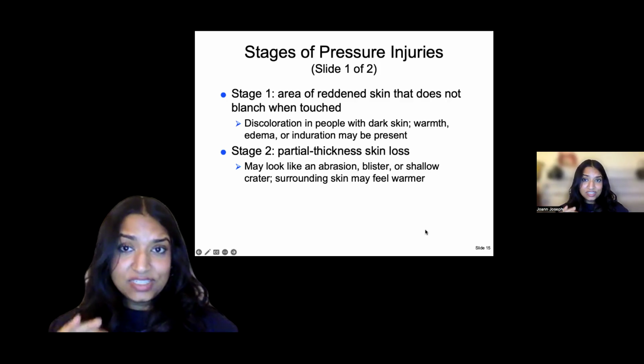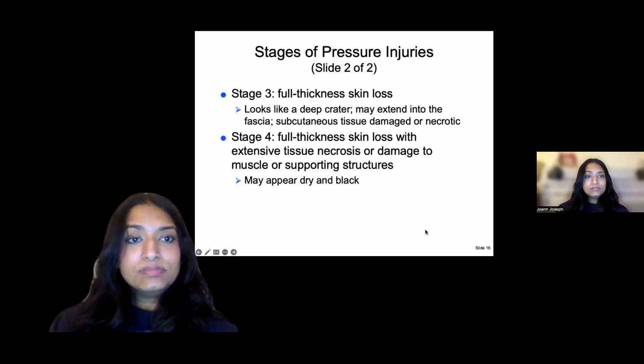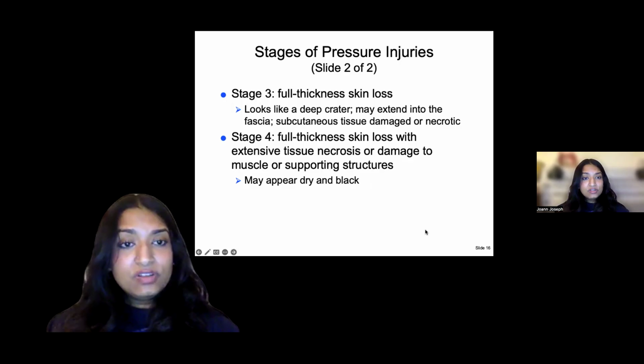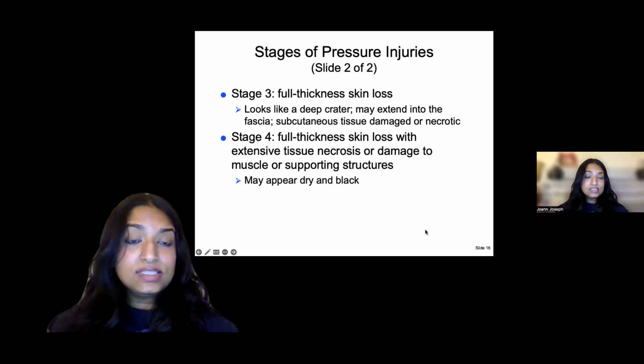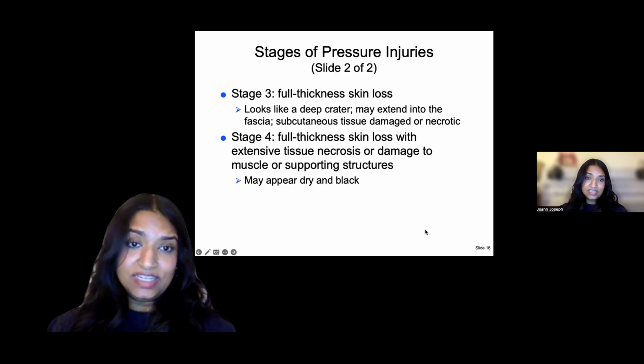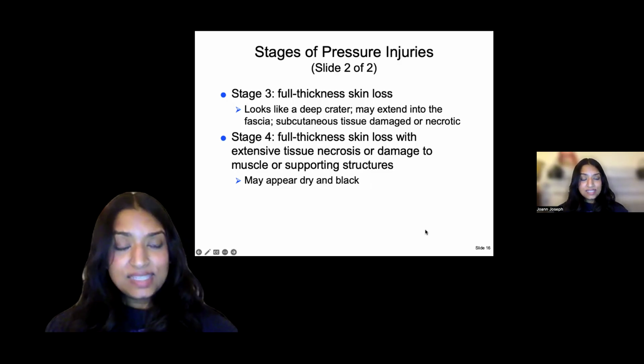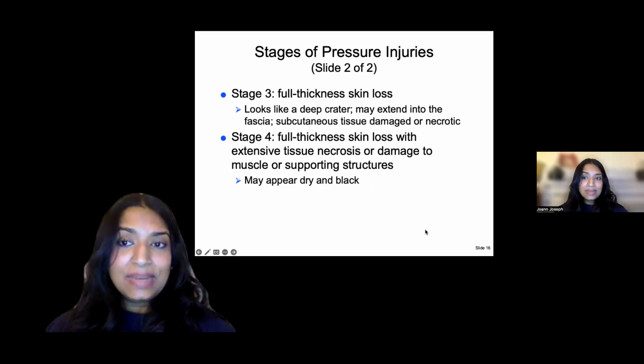You're going to see a lot of disgusting slides coming up, so brace yourself. Stage three, there's full thickness skin loss. It looks like a deep crater. It may extend into fascia, with subcutaneous tissues damaged or necrotic. Stage four, full thickness skin loss with extensive tissue necrosis or damage to muscle or supporting structures, and it may appear dry and black.